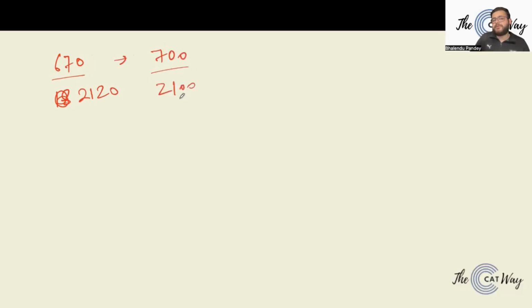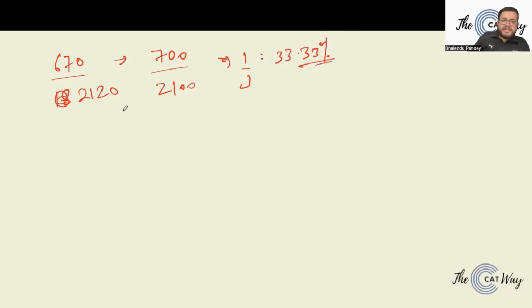Now let's take another random example. Let's take 670 of, let's say, 2120. Let's say these are the values that I've taken. Now this value is very close to 700. This value is very close to 2100. 7 by 21 is 1 by 3. That means my answer is going to lie somewhere around 33.33%.